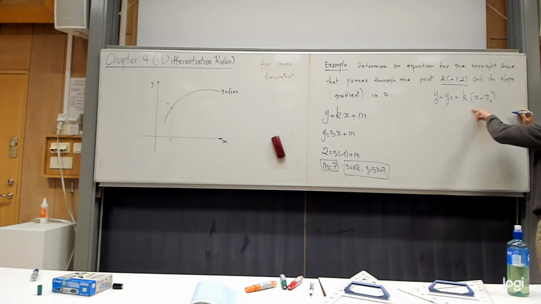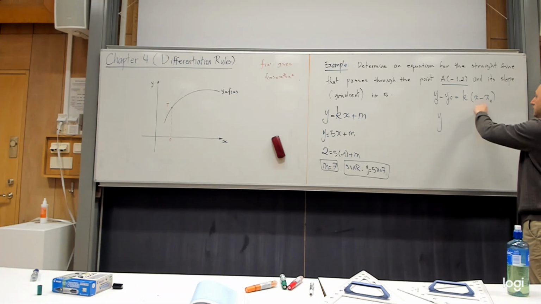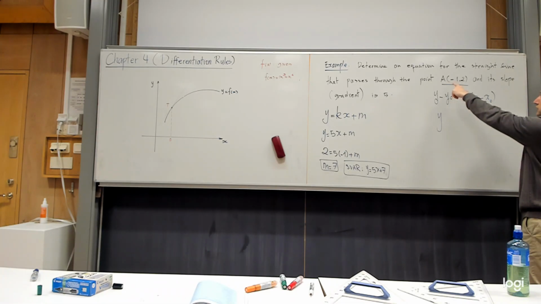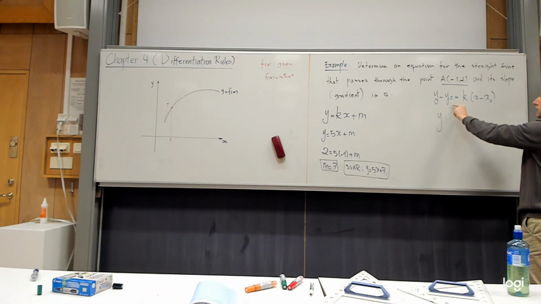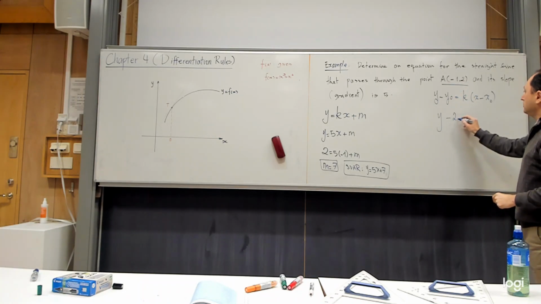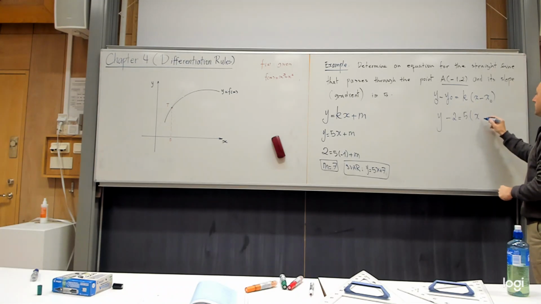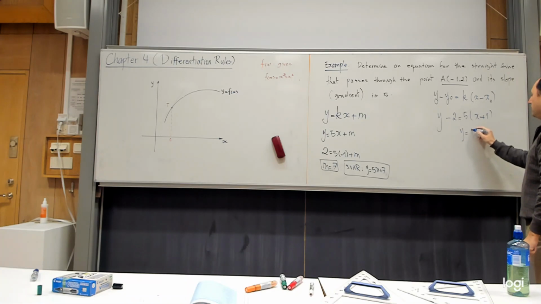If you know this, what you need to do is to put the numbers in. Instead of x naught and y naught, you put the coordinates of any point on the line. Here in this case, x naught is minus 1, y naught is 2. So it becomes y minus 2. The slope is directly given, and then it becomes x minus x naught, minus minus 1 is plus 1. And then if you simplify, it becomes y equals 5x plus 7 again.